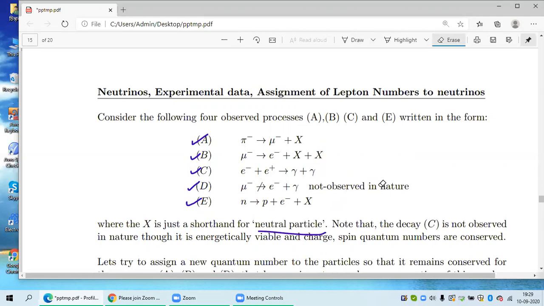Now, first thing I assume, I want a conservative approach. Conservative approach means I will feel comfortable if this neutral particle X emitted in pion decay, these X, these X, so all these are neutral particles emitted in pion decay, muon decay, neutron decay.